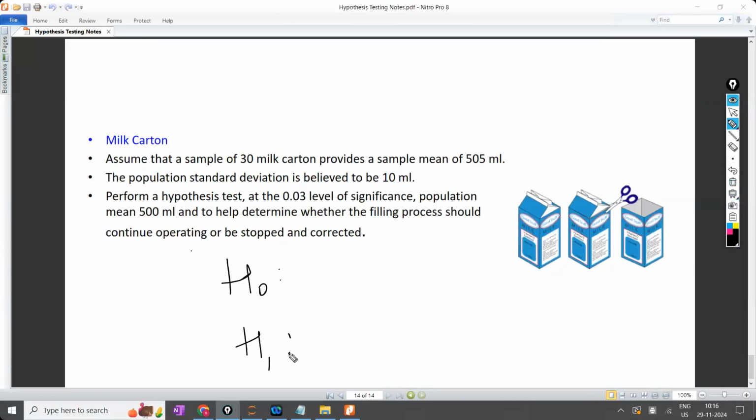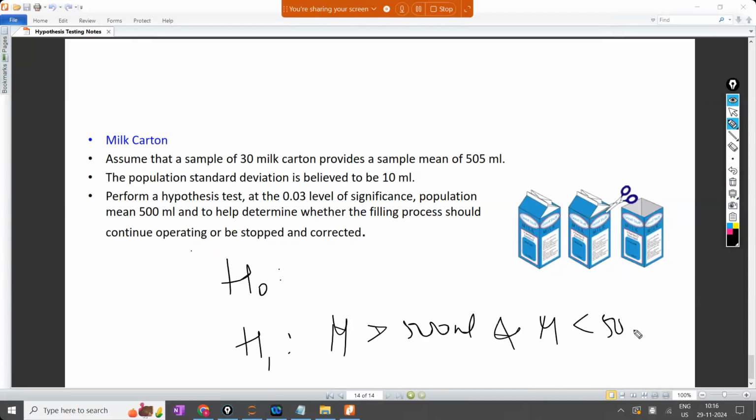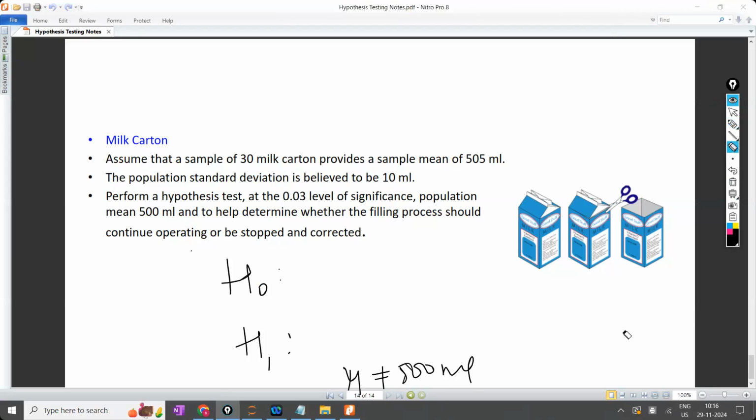The company will take action when the mean is less than 500 or more than 500 also. If the mean value is greater than 500, it will take the action because it is going to be a loss. Everyone knows this. At the same time, if mu is less than 500 it will also take the action, because if someone identifies that, they are going to book the case. So in both cases it is action, so you simply write mu is not equal to 500 ml. Like this we have to conclude.